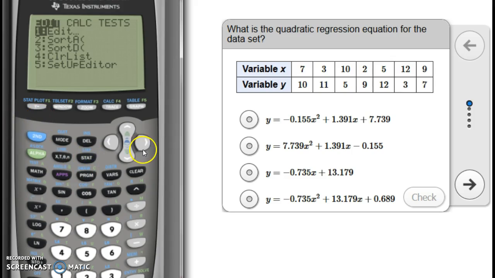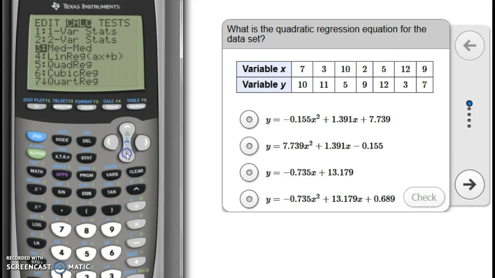If you remember, when we go to stat and calc, we have been using number 4, the linear regression, in the form ax plus b. We also have a quadratic regression, a cubic regression, a quartic regression, and a linear regression of the form a plus bx, as well as the natural log and exponential regression, a power regression, and so forth and so on, as you can see. So today we're going to look at the quadratic regression and I believe the exponential one.